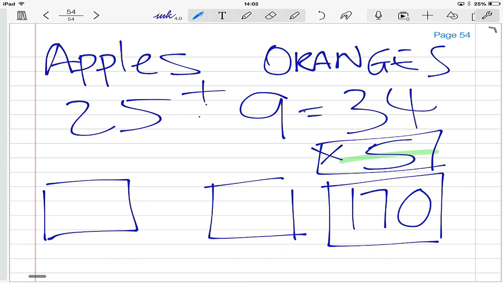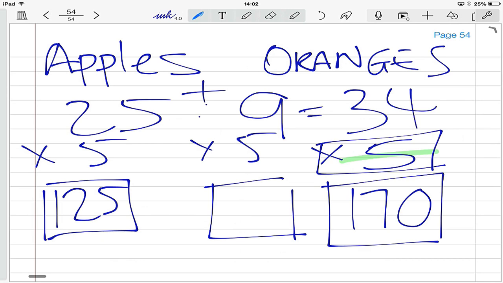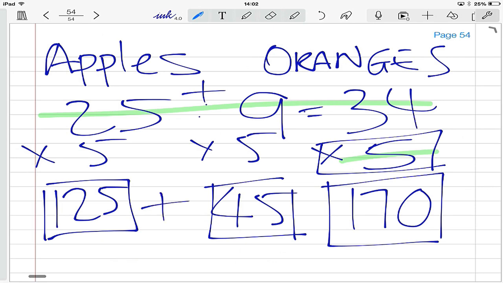So I've got to multiply the other 2 numbers, the apples and oranges, by 5 individually. So 5 times 25, that's going to be 125. And 5 nines are 45, so that's a little bit easier. Now, if I've kept the ratio that I started with the same, 125 plus 45 should equal 170.